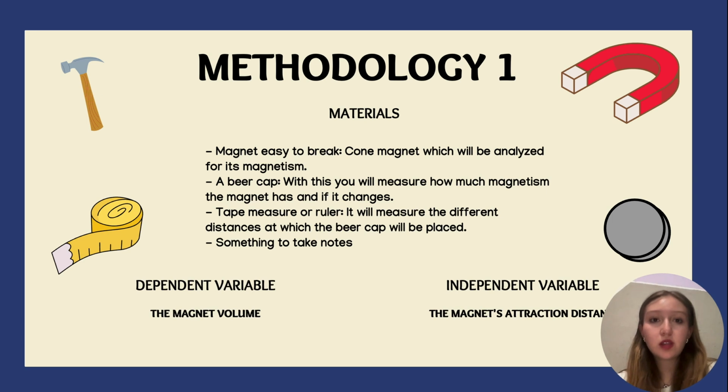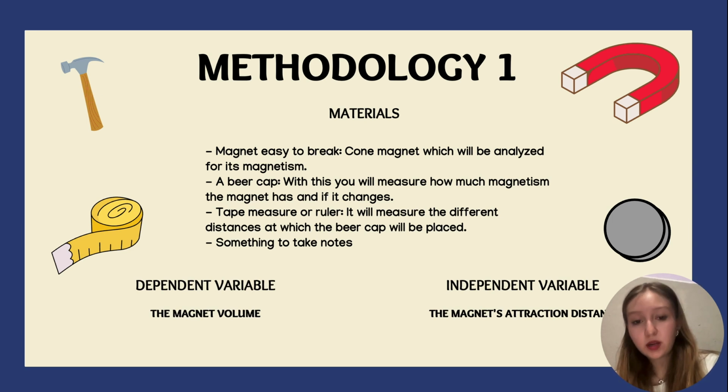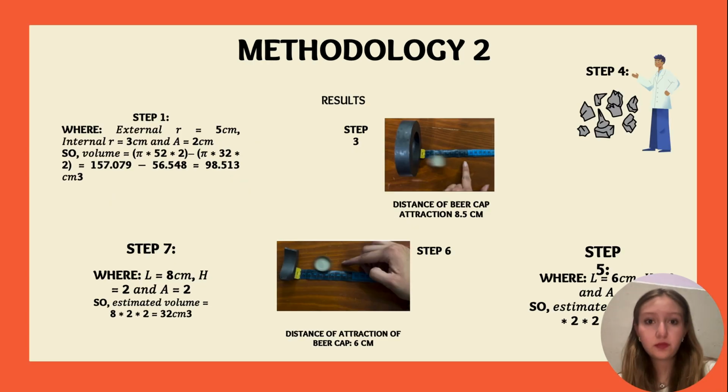The materials that I used were a magnet easy to break, a beer cup that is the object that will be attracted by the magnet, a tape measure or a ruler, and something to take notes. The dependent variable is the magnet's attraction distance, and the independent variable is the magnet volume.